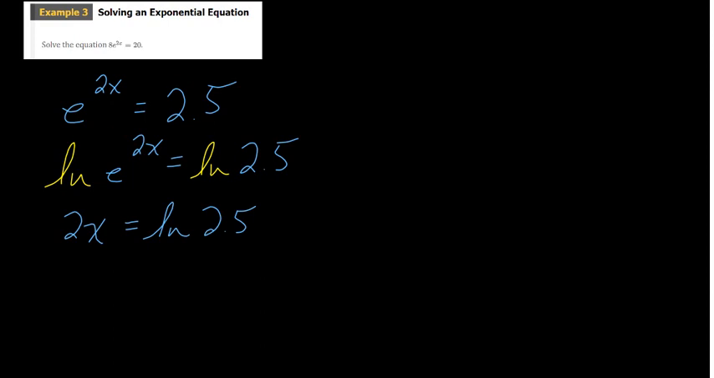And then once we do that, we're going to divide both sides by 2. So we're going to have x is equal to the natural log of 2.5 over 2, which is equal to the natural log of 2.5 divided by 2. That's going to be equal to 0.458.